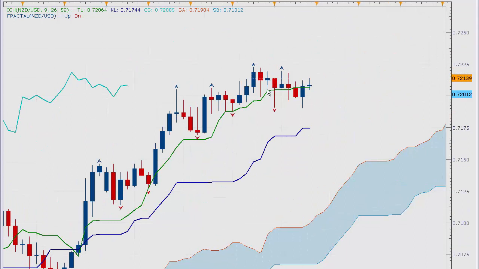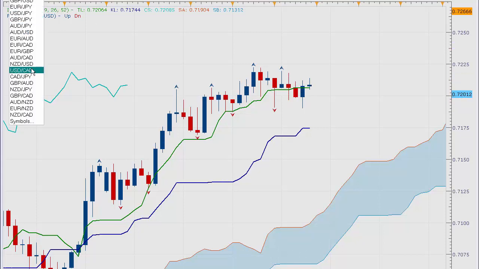New Zealand dollar, US dollar. Nothing. It's just in between levels again. In between that level and that level. Red and blue candles. Not in a clear trend. Move on. USD CAD.